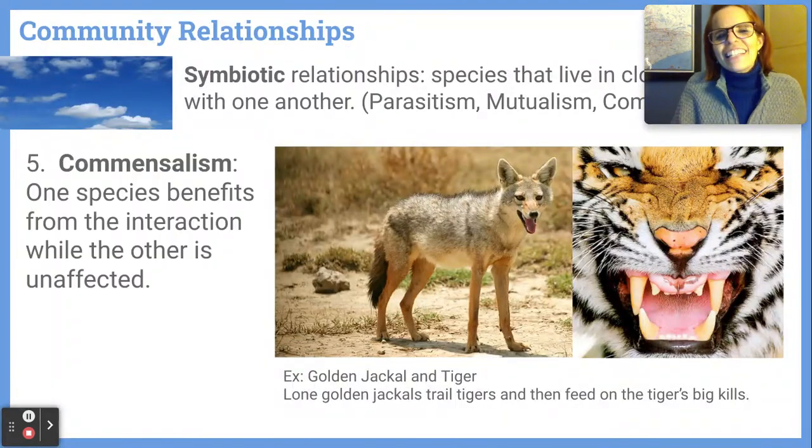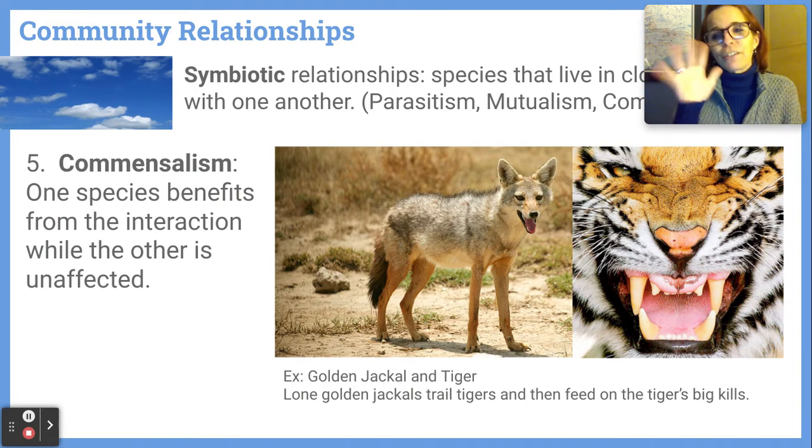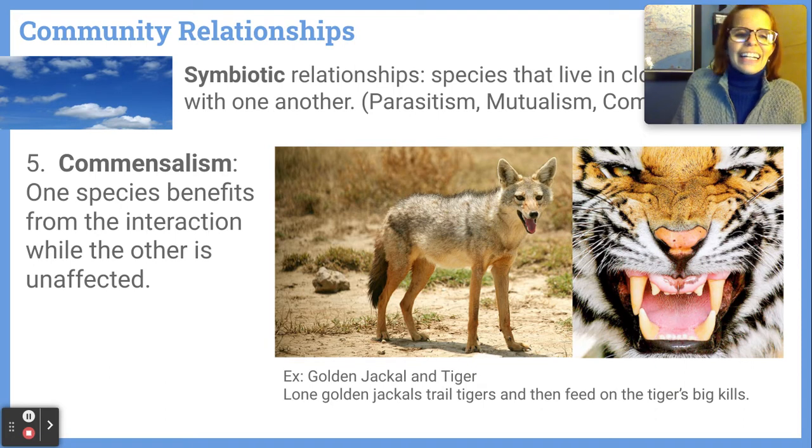All right. And then the last of the five symbiotic relationships or community relationships, there are three symbiotic, there are five total. It's called commensalism. And this one is fairly rare. You don't hear about this one very often, and it's a word that most people forget. It refers to one species benefiting from the interaction while the other is unaffected.